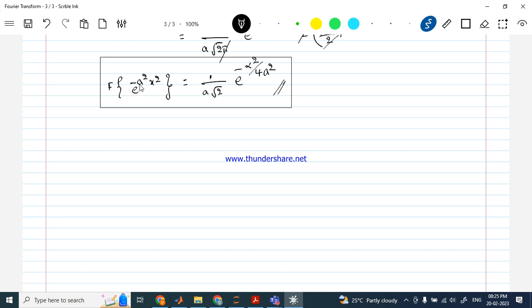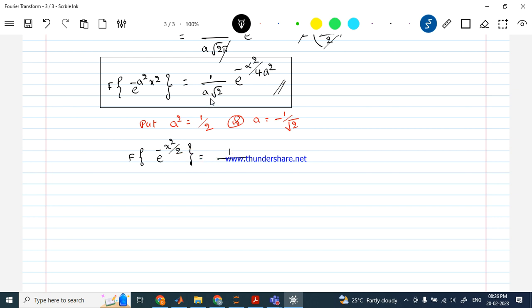Okay, I want to have e power minus x square by 2 in this place. So I need to go with this substitution. I just need to put a square is equal to 1 by 2, or a equal to minus 1 by root 2, in this. If I substitute in this expression, see what happens to this one. This becomes Fourier transform of e power minus x square by 2. See what happens to the RHS now.